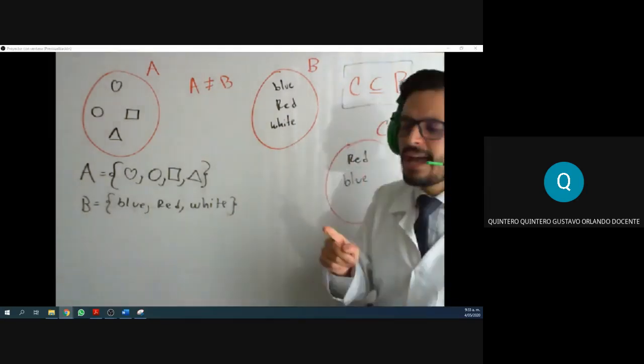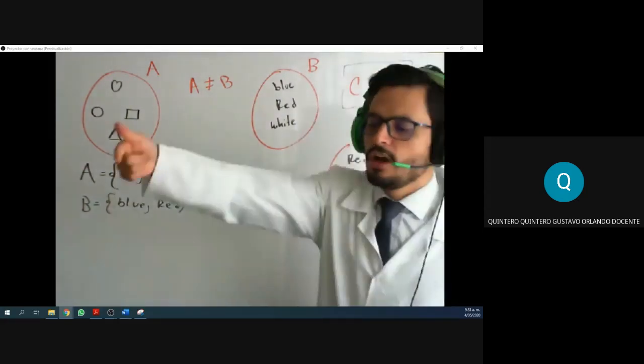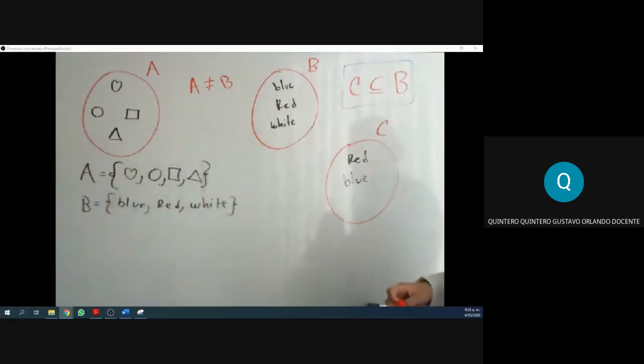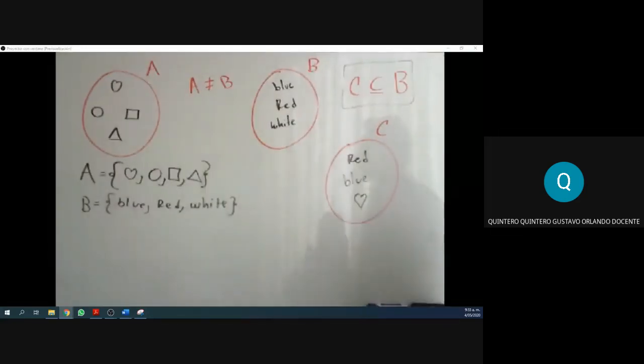But in order for that to happen, every single element in the set C has to belong to the other one. Every single one. So if I go like this, if I say red, blue, and heart, then this characteristic can no longer be applied. And I have to say, scratch it. Set C is not a subset of B. Set C is not contained in set B.